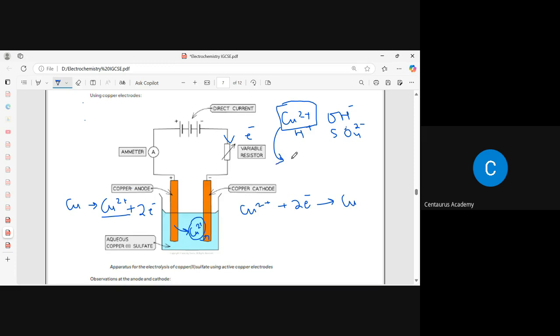Is this color going to change if the concentration of the copper 2 plus ions within the electrolyte remains the same? Is it going to get darker blue? Is it going to remain the same? Or do you think that it will fade away or get less blue? Did you get my question? Yes, miss. So what do you think?